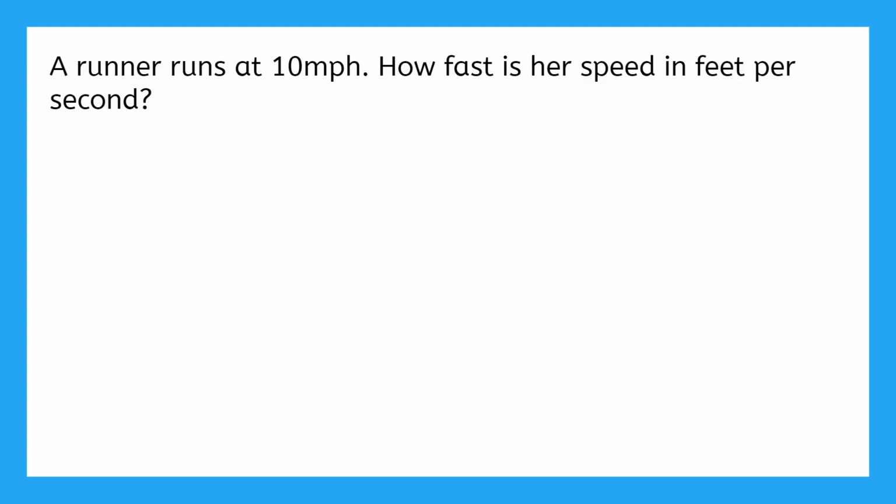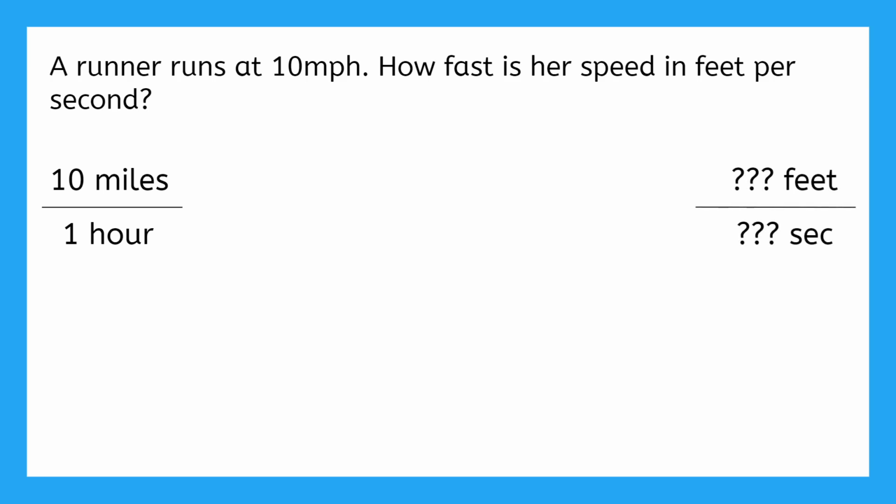Actually, that's a really good example. Let's start with that. A runner runs at 10 miles an hour. How fast is her speed in feet per second? So we start off knowing her speed is 10 miles per 1 hour. And we know that we want to end up with the units being feet per second. So how can we get there?